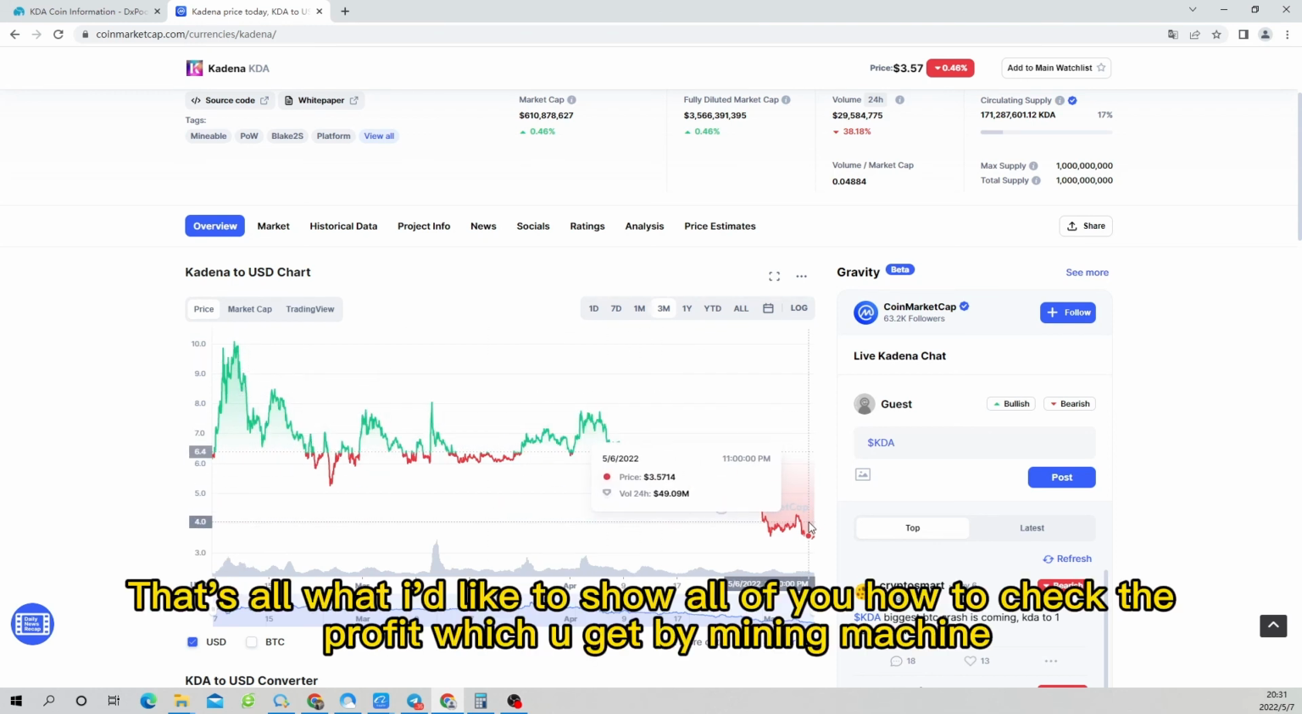So that's what I'd like to show all of you: how to check the profits which you get from a mining machine.